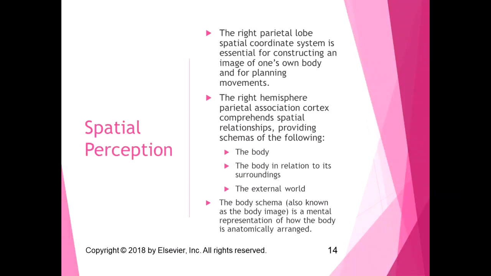It's not just you. So with spatial perception, the right parietal lobe spatial coordinate system is essential for constructing an image of one's own body and environment, and for planning movements. The right hemisphere parietal association cortex comprehends spatial relationships and provides schemas of the body in relation to its surroundings and the external world. The body schema, also known as the body image, is a mental representation of how the body is anatomically arranged.